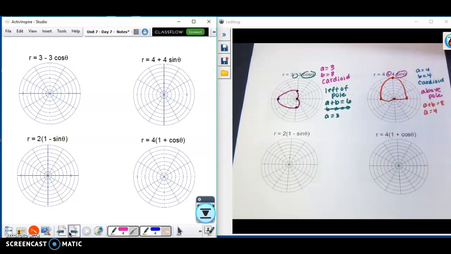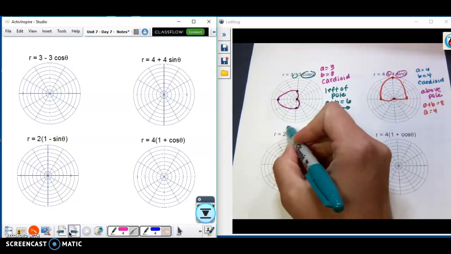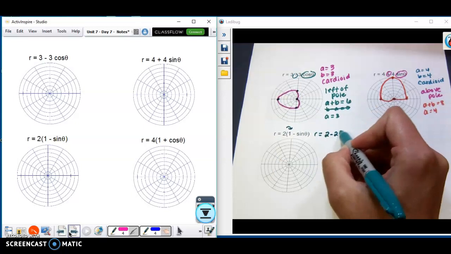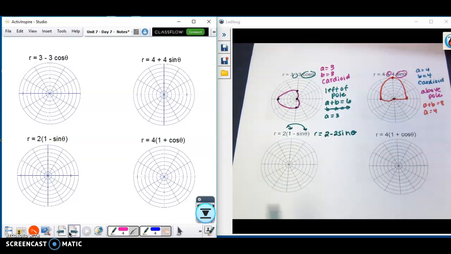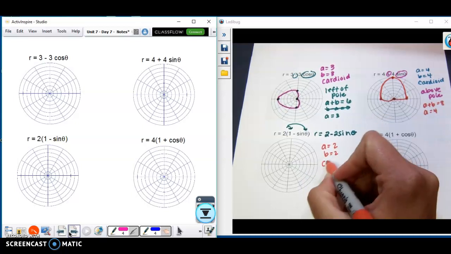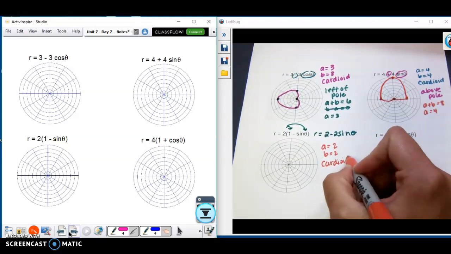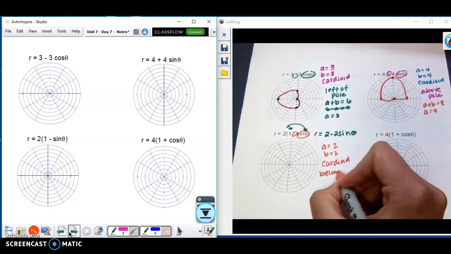Okay. So real quick, this is just a different way to write this. If you were to distribute out this 2, we would have 2 minus 2 sine theta. Okay, so a lot of times with cardioids, they factor out the number they have in common. So you might see that. So here, A is 2 and B is 2. They're the same, so this is a cardioid. Because this is a negative sine, we're going to be below the pole.